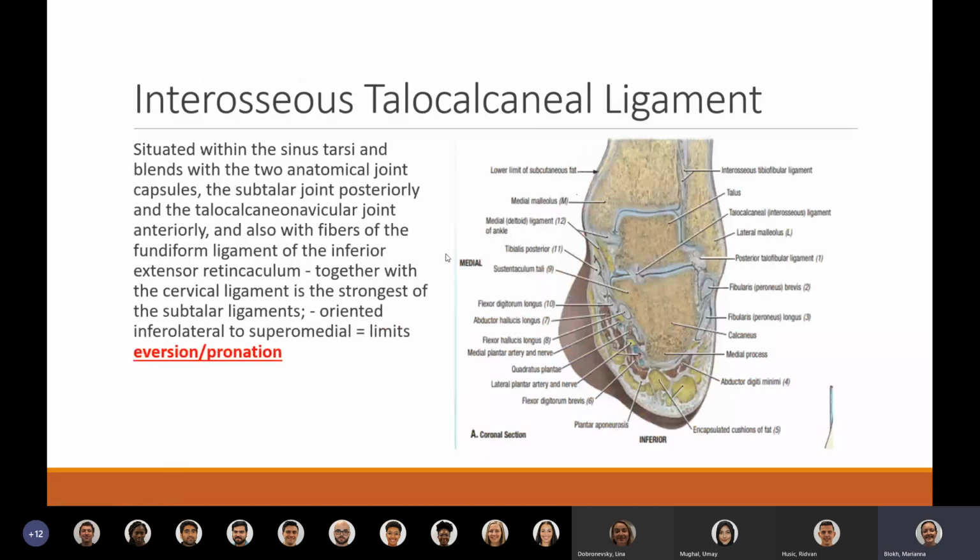Okay, interosseous talocalcaneal ligament, we discussed already. What's important about it, okay? We'll discuss it in more detail, but you have your interosseous talocalcaneal ligament, which is basically between the talus and the calcaneus. And it's oriented the way the joint is oriented, like the pathway of the joint. And the most important thing about it is that the interosseous talocalcaneal ligament limits eversion or pronation of the subtalar joint.